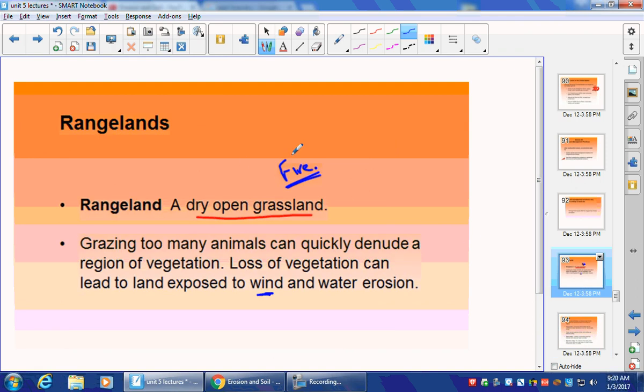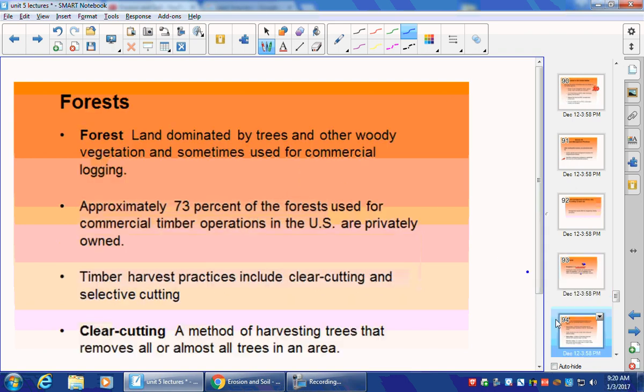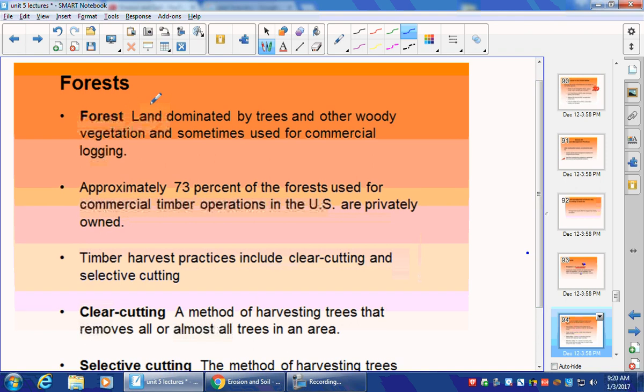And one of the really big things here is if you don't allow fires, right? So like we say fires are a risk, but if you don't allow fires to naturally happen, if we overprotect rangelands by not allowing things to graze there, you end up with a lot of built-up brush. So the next time a fire does come through, it can be very, very dangerous. Right? So that's something that I've seen in FRQ before. All right. Forests. Forest land dominated by trees and other woody vegetation, sometimes used for commercial logging.